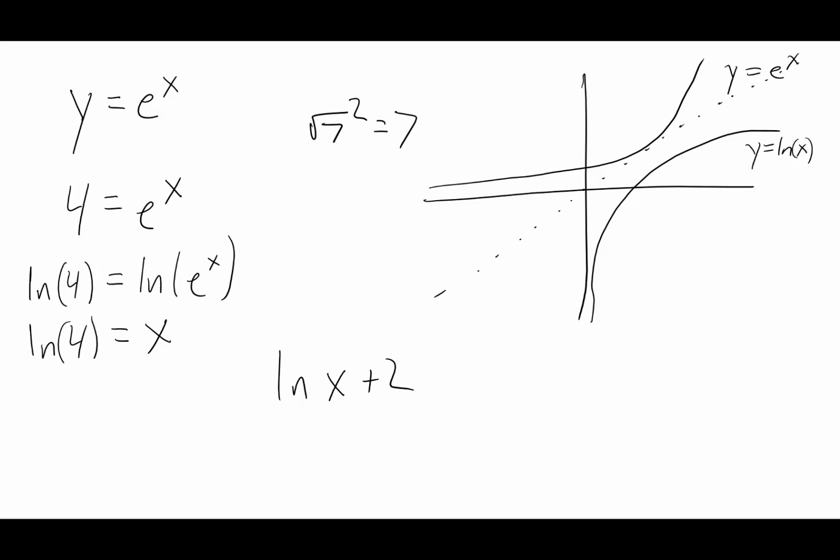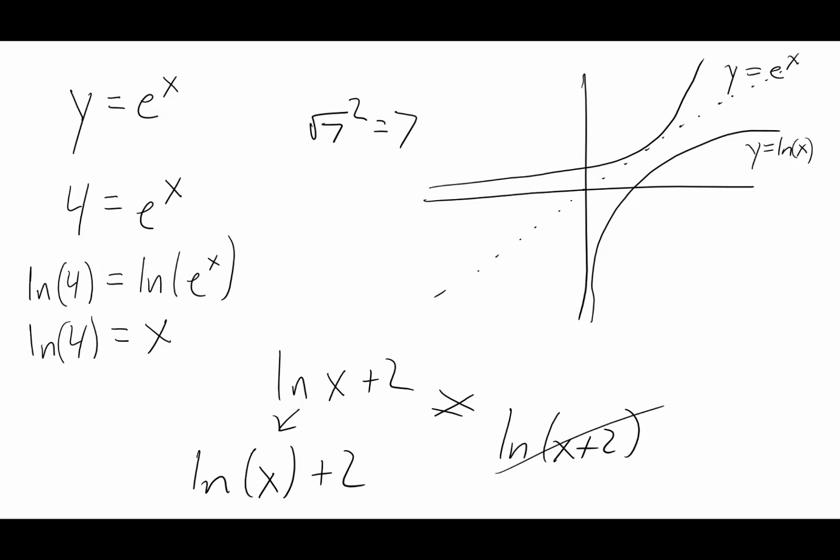So this is actually equivalent to the natural log of x, plus 2, whereas it is not equal to the natural log of x plus 2. So we don't want to do it that way. Anytime you take the natural log, make sure to put parentheses around the thing you're taking the natural log of. Otherwise, you might mess up your order of operations.